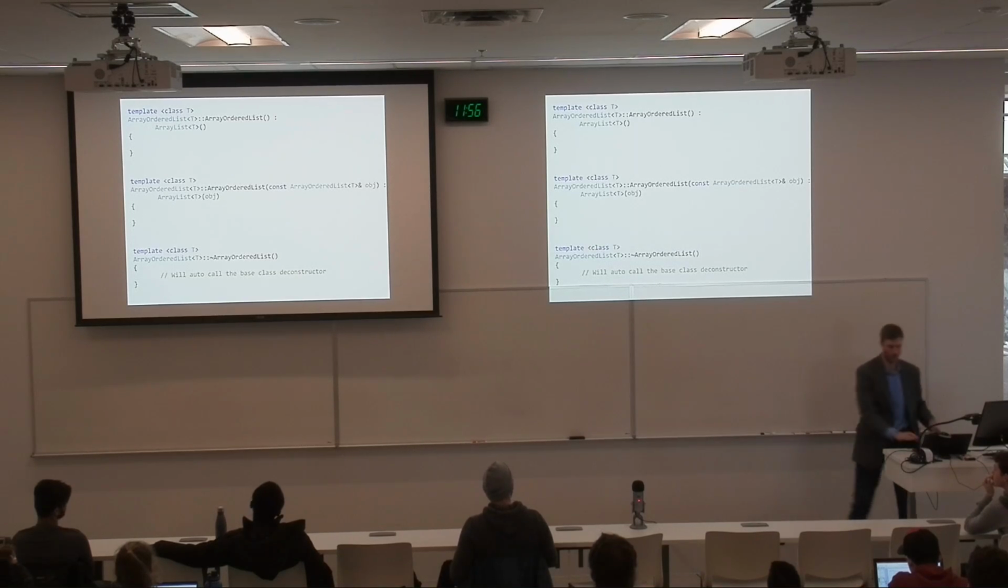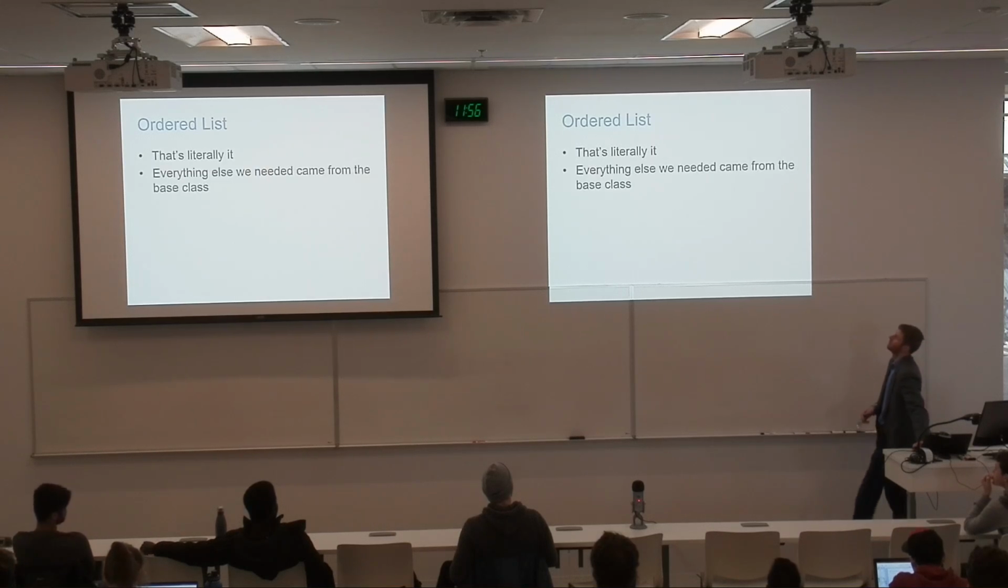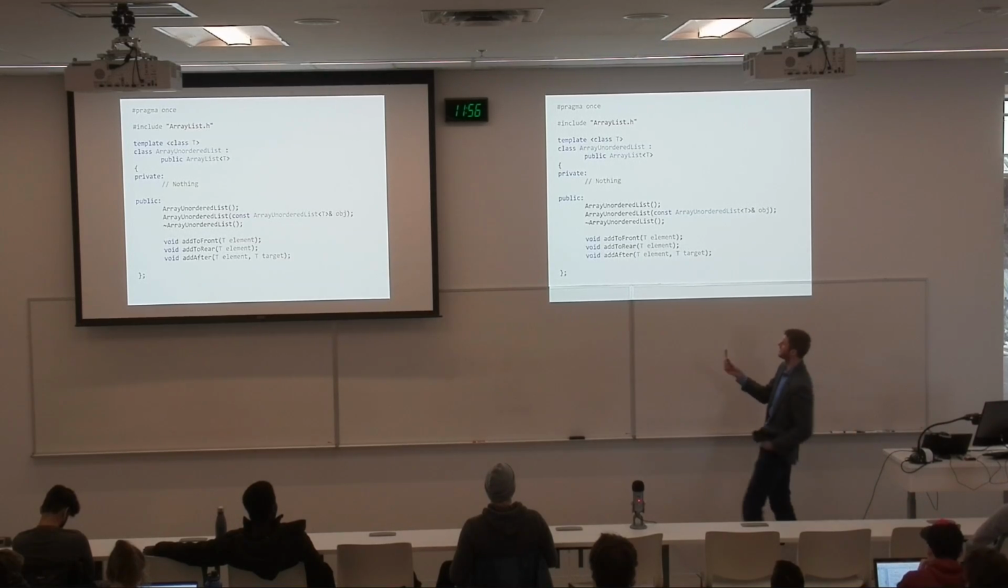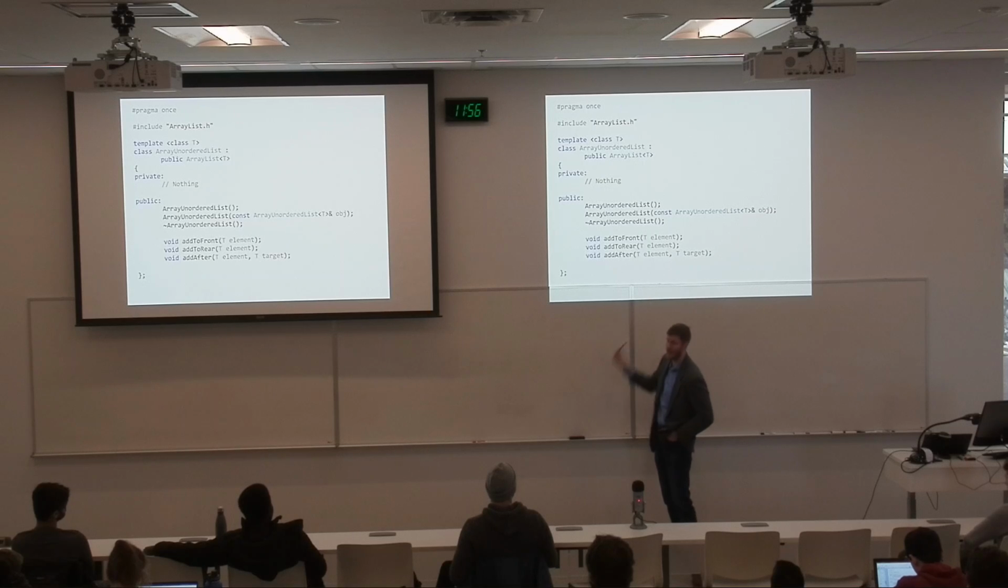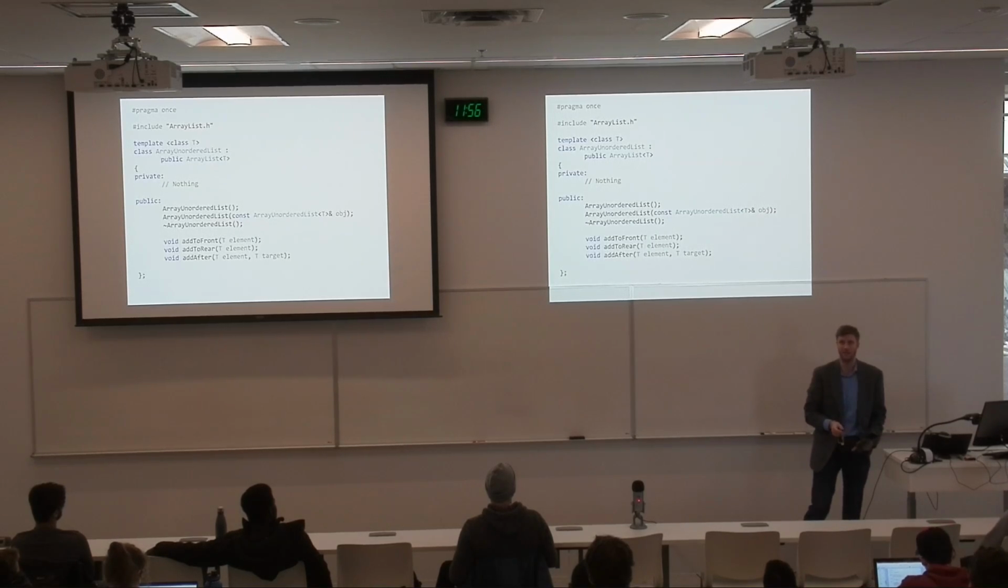Okay, let's move on. So that's it. Everything else we need came from the base class. We're good to go. So let's have an array unordered list. It's basically the same, but now we have add to front, add to rear, add after. But we don't have the add from ordered list.